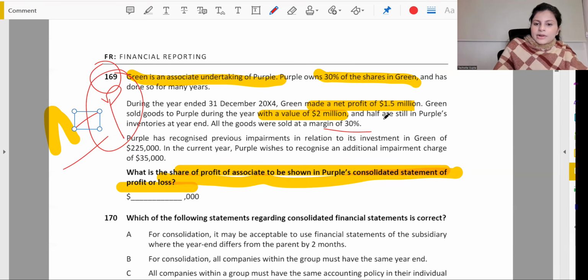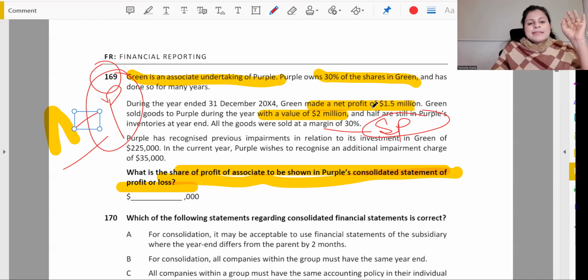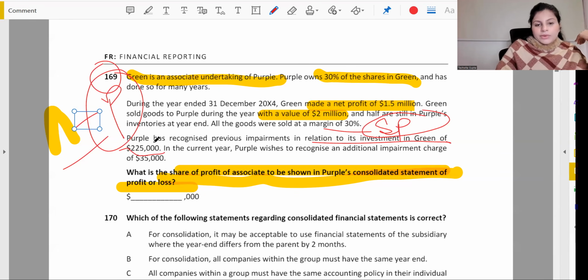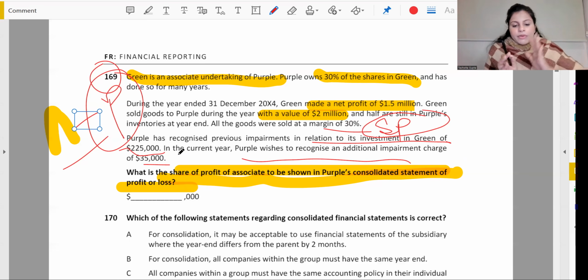Selling price. Margin is always at selling price. Very good. So Purple has recognized previous impairments in relation to investment in Green of 2,25,000 and in the current year, Purple wishes to recognize additional impairment of 35,000. So first of all, you are supposed to calculate what would be your share of PURP. How will you calculate PURP?